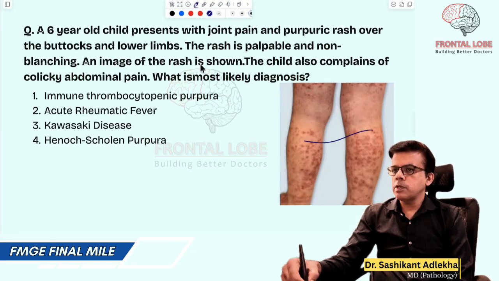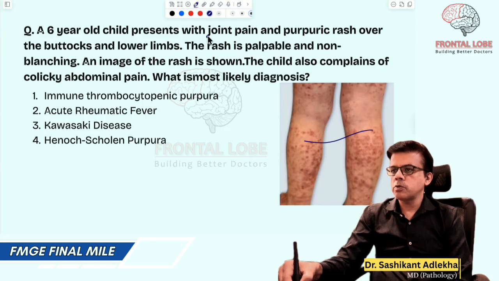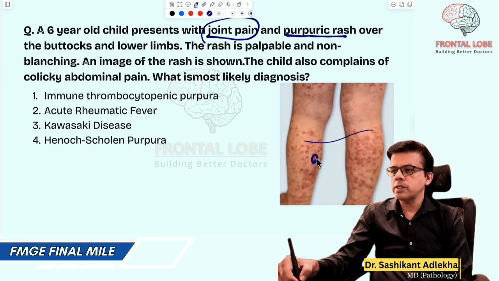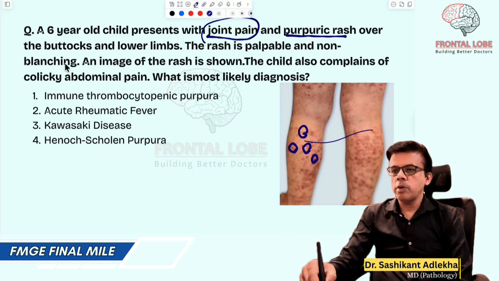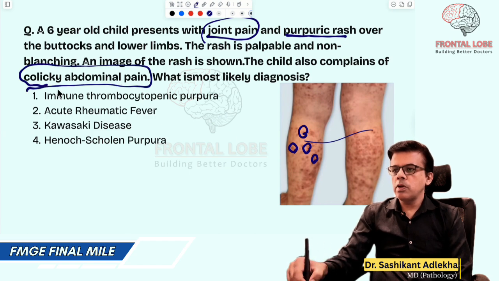A 6-year-old child presents with joint pain. So joint pain is one of the vignette points. Purpuric rashes, you can see lots of purpuric rashes, hemorrhagic spots all over the extremities, and the rash is palpable, non-blanching. Image of the rash is shown. Child complains of colicky abdominal pain. Another vignette point. So what is the most likely diagnosis?